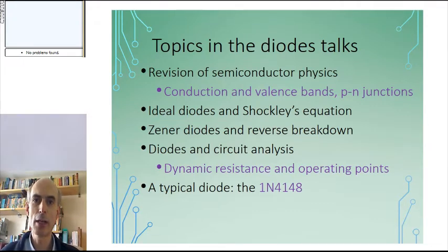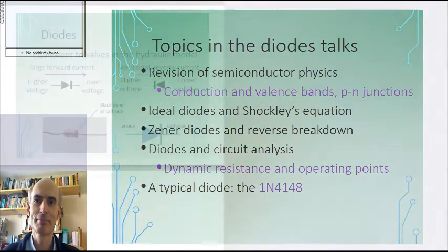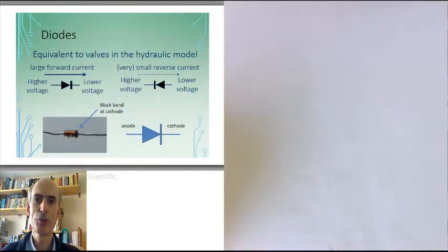Finally, we'll be looking at some typical types of diode, and the one that we'll most commonly use in the lab is the 1N4148, a small silicon diode. We'll start, however, with the circuit symbol.